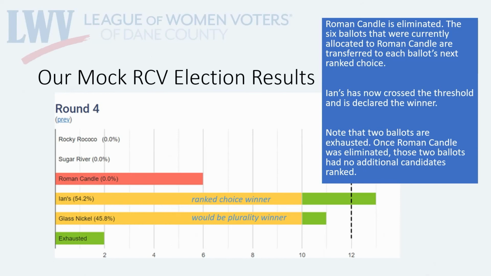Using ranked choice voting for this election resulted in a different winner than plurality would have. Ian's ended up having broader support than Glass Nickel did.